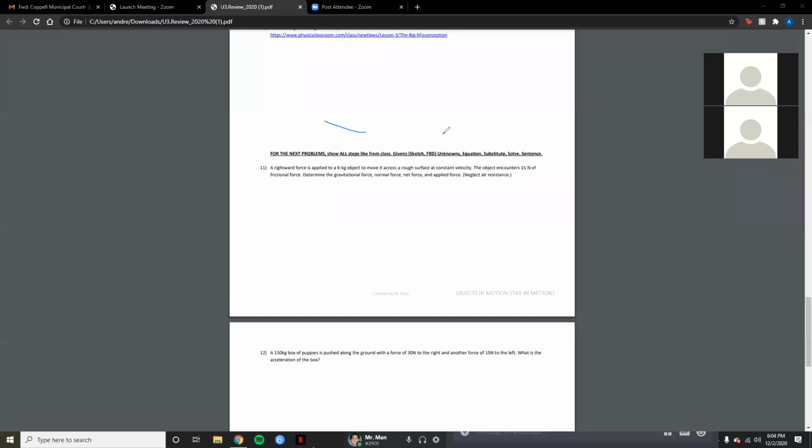A rightward force is applied to a 6 kg object to move it across a rough surface at constant velocity. The object encounters 15 newtons of frictional force. Determine the gravitational force, normal force, net force, and applied force, and neglect air resistance.